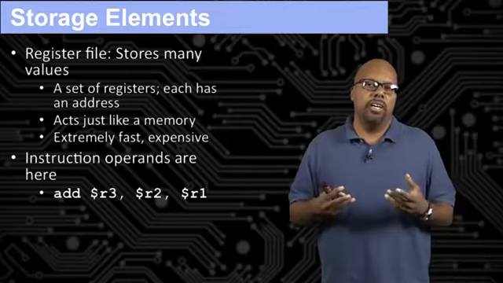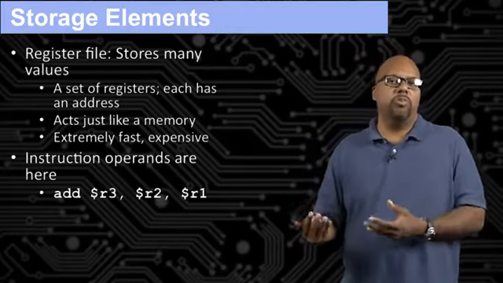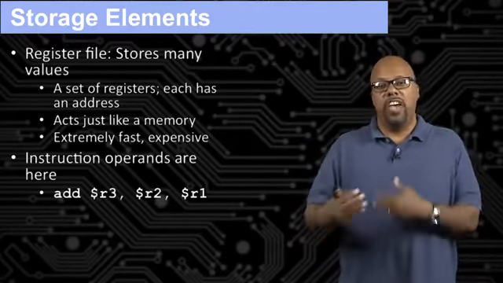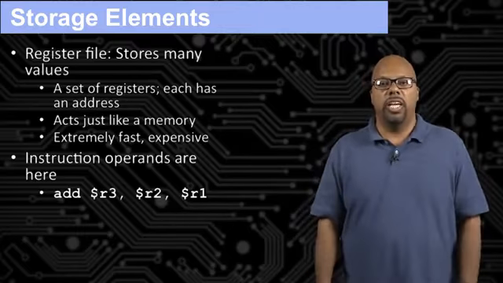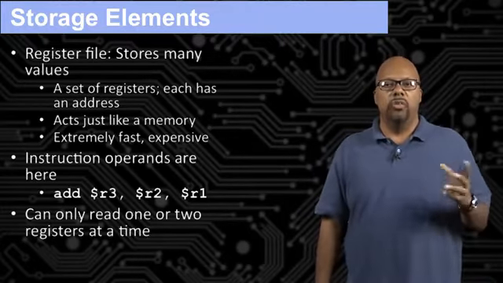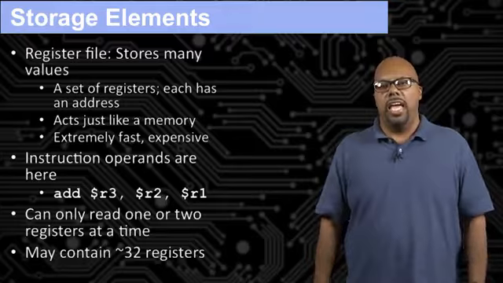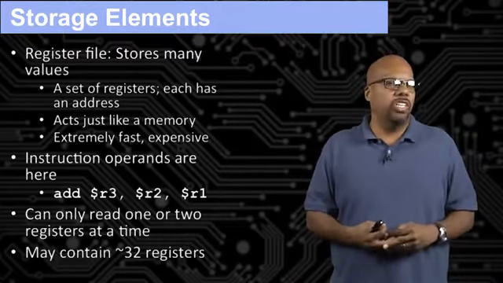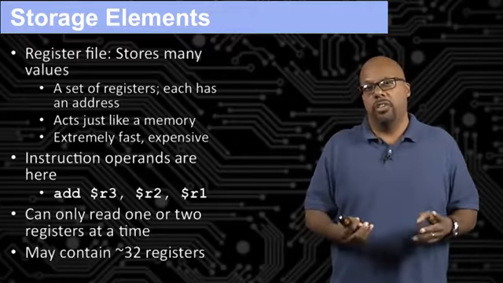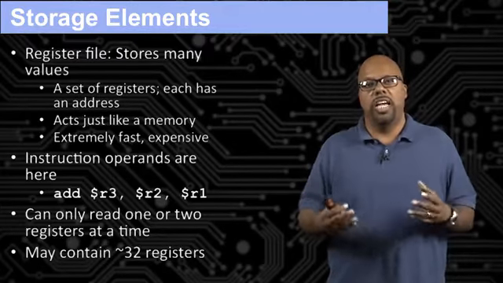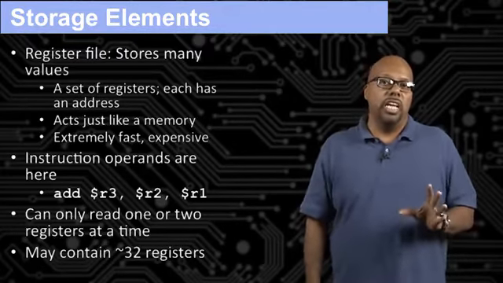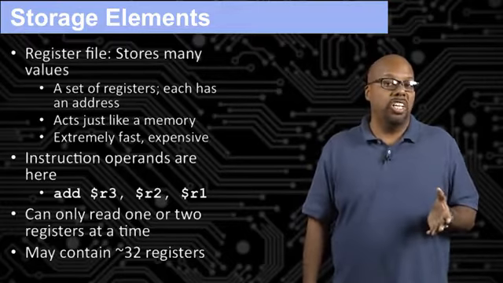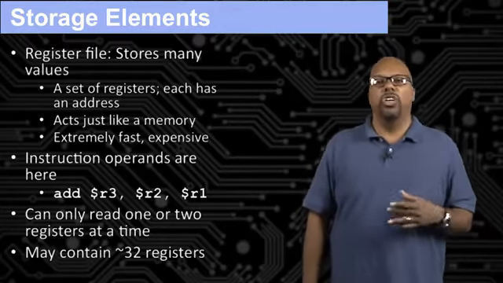So commonly, these microcontrollers are reading data out of registers, putting results into registers. Because they're fast, you want to work with registers all the time if you can. You can only read one or two at a time. And typically a register file often has, say, 32 registers. That's very common to find in a microcontroller, 32 different registers that you can access. So that gives you a hint as to how expensive they are. 32 isn't much, but that's generally all you can afford on a microcontroller.